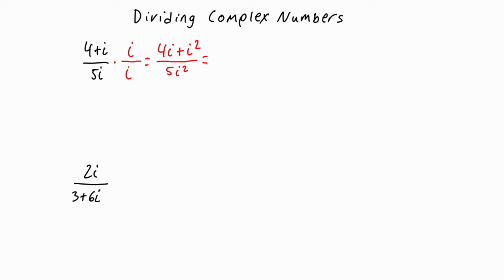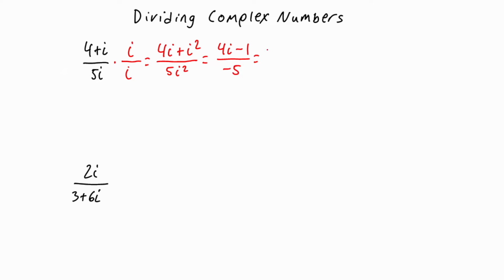And so remember, i squared is negative 1, so this can be rewritten as 4i minus 1. And on the bottom, that becomes negative 5. And now we need to be able to write this as a complex number in a plus bi form. So let's put together the things that are real and put together the things that are imaginary. And since this is all being divided by negative 5, each thing is being divided by negative 5.